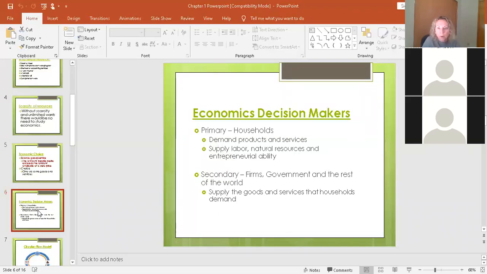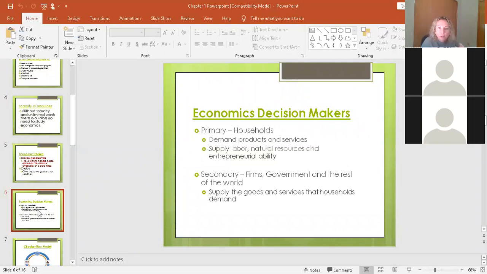So households are primary, A, because we demand goods and services. We're the ones that buy them. There's no need for a company in our economy to make a good that you and I don't want. Okay, doesn't make sense. So you and I demand goods and services. We also supply resources to the economy. Labor, some of you might have some natural resources. Some of you might own some lumber or oil, and your entrepreneurial ability.